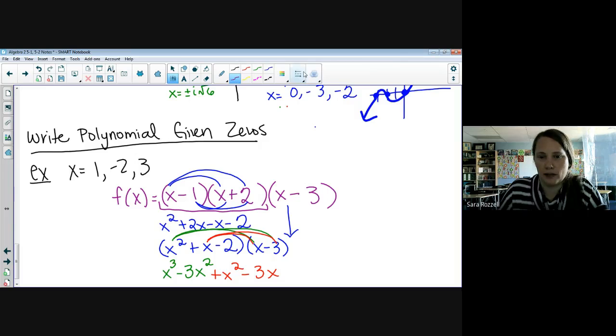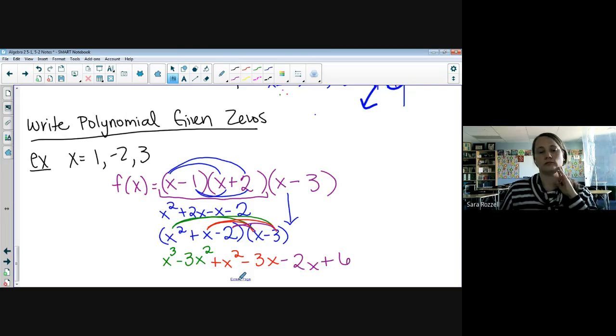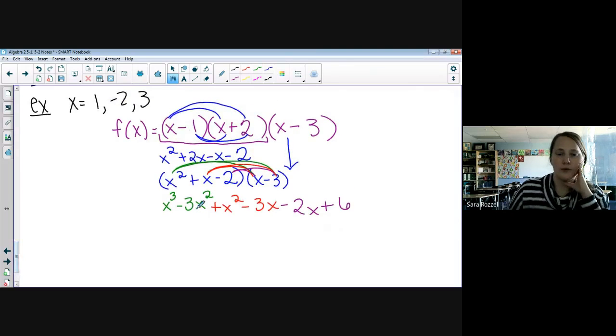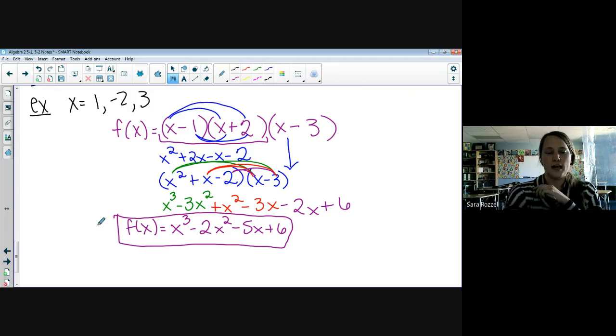If I make a mistake, let me know. Sometimes I mess up on minuses and positives. Negative 2 times x is negative 2x. Negative 2 times negative 3 is positive 6. Now we just combine our like terms. And you get f of x equals x cubed minus 2x squared minus 5x plus 6.